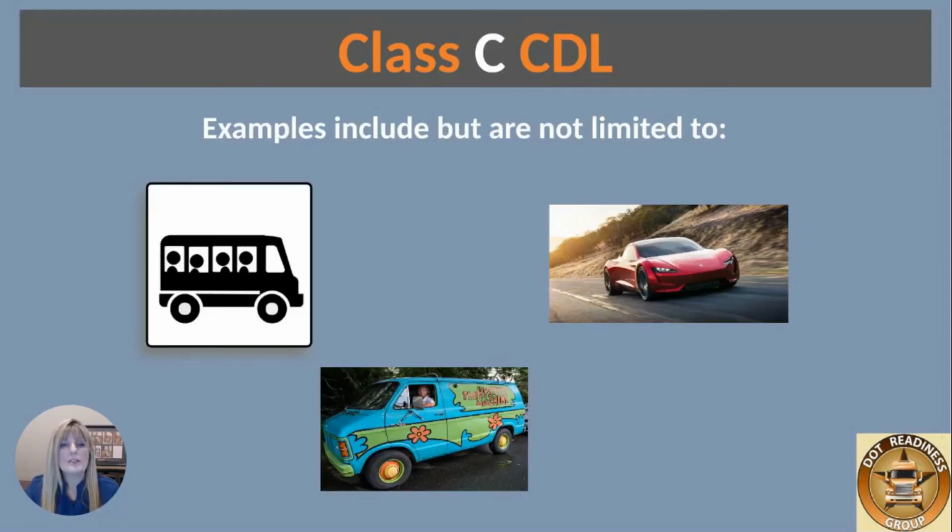Examples include a small shuttle bus that, you know, has 16 seats. Could be a car. I mean, if you can fit 1,000 pounds of hazardous material in there, or whatever it may be, depending on what kind of hazmat you're hauling, then you would need a CDL to drive that car, or the Mystery Machine if you haul fireworks in there and it's 1,000 pounds of fireworks.